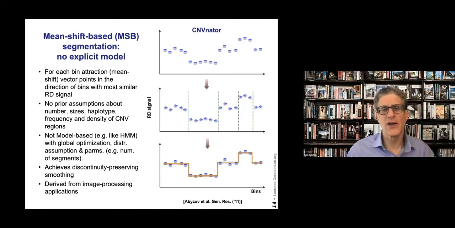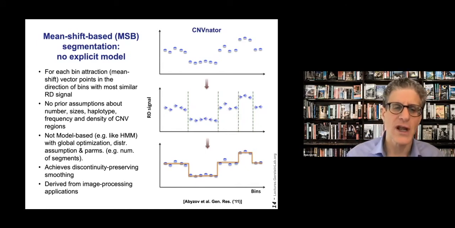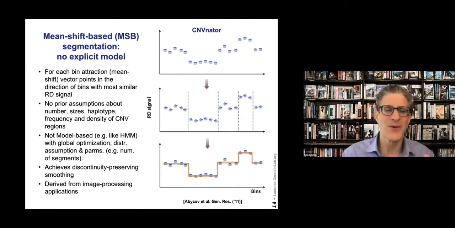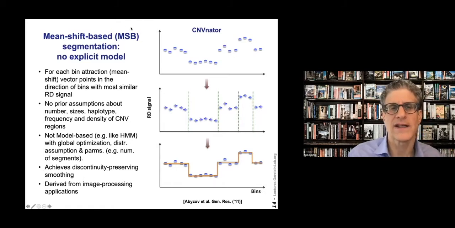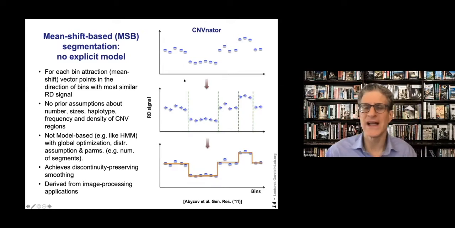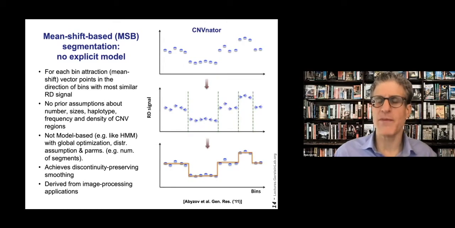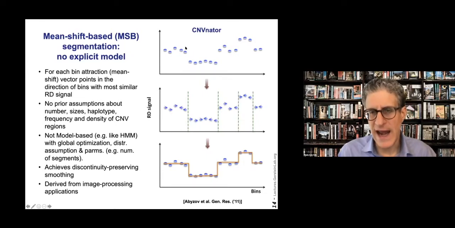So there's another set of models that people have used, or another set of approaches that are not model based. And so, for instance, I'm going to describe a particular model here that's called the mean shift based approach. And this is very much like an edge detection or boundary detection method in computer vision, where you're just going to look at the density of points in a given region, and try to figure out if they collect into a particular bin, and then you'll get these change points.